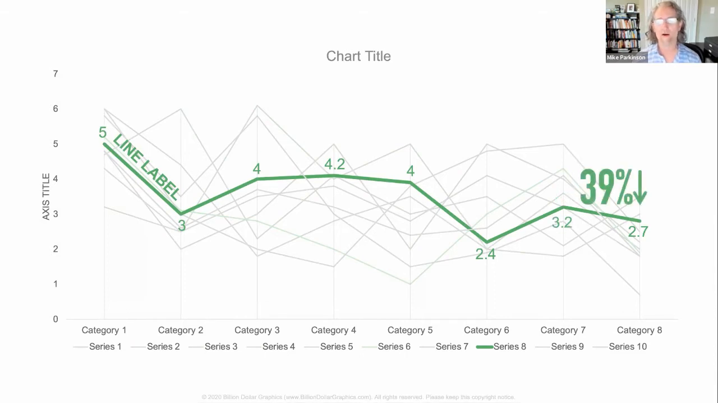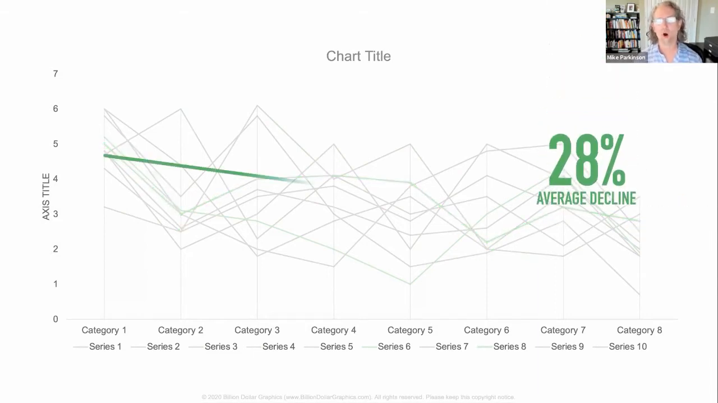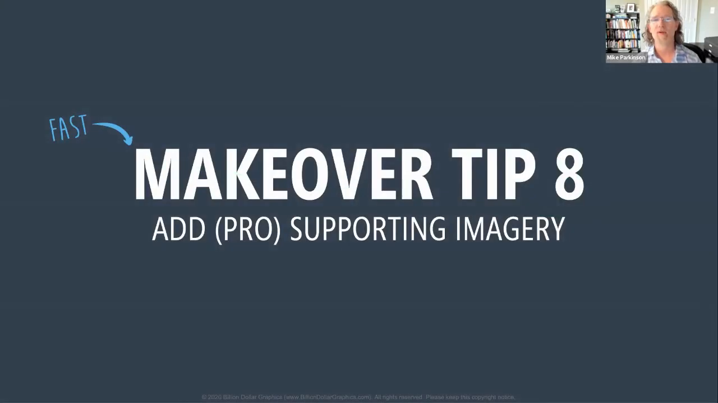Or even better, we could summarize it and say, hey, I've noticed a 39% decrease, which is a good thing. Or we could say overall, if you look at all the data, we've noticed a 28% average decline in our office expenditures, which is a very good thing. Keep up the good work. So the key to it is keep it simple, silly. Keep it as simple as humanly possible and absolutely get to the point.